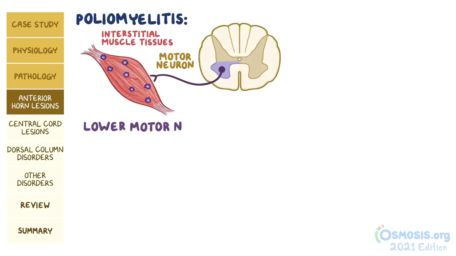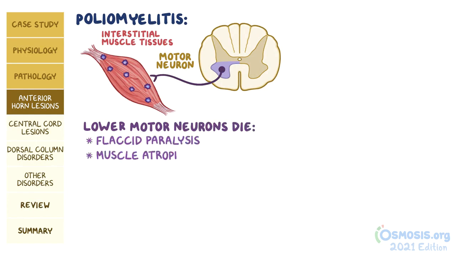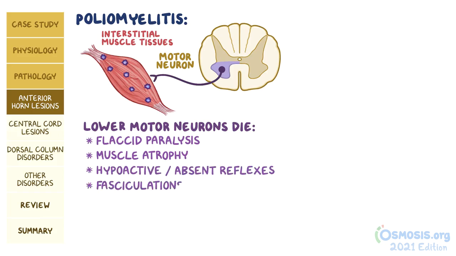As infected lower motor neurons die, they'll have flaccid paralysis and muscle atrophy, as well as hypoactive or absent reflexes and fasciculations. Now, the important thing to highlight here is that the paralysis is asymmetric, which helps us differentiate polio from SMA and ALS, where paralysis is symmetric.